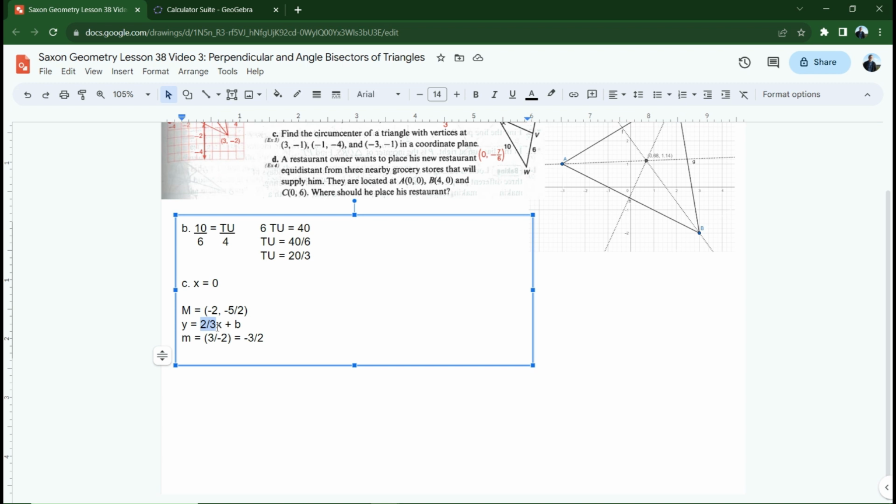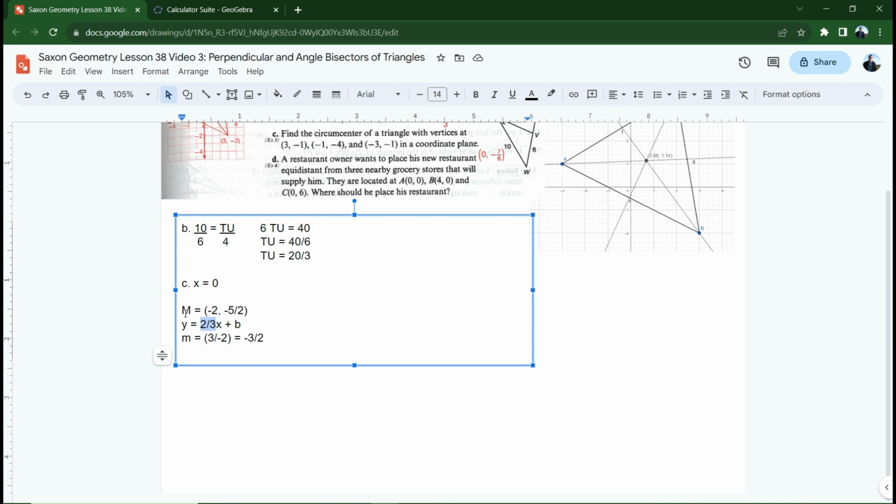You notice I plugged in 2/3. That's because the slope of this line has to actually be the perpendicular to the actual side. Okay, so this is the slope of the actual side. I need to find the perpendicular bisector, which is the perpendicular line. And what's going to make it perpendicular is the opposite reciprocal slope that passes through the midpoint.